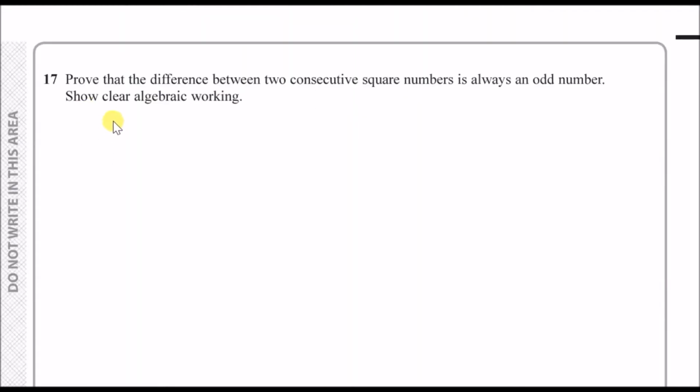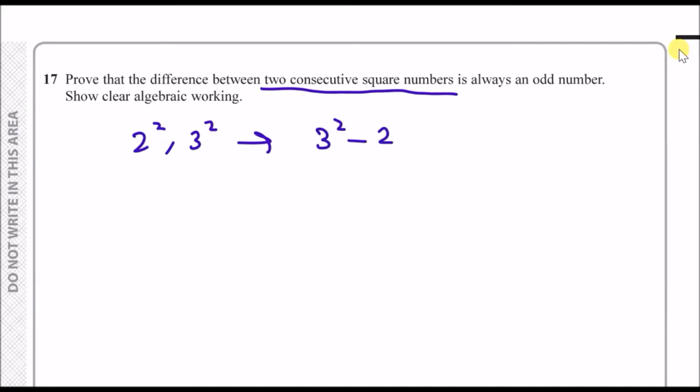17. Prove that the difference between two consecutive square numbers is always an odd number. Show clear algebraic working. Okay, when they say two consecutive square numbers, that means one square number after another. An example of this, guys, is like 2 squared and then 3 squared. And then you want to find the difference between them. So like 3 squared minus 2 squared.